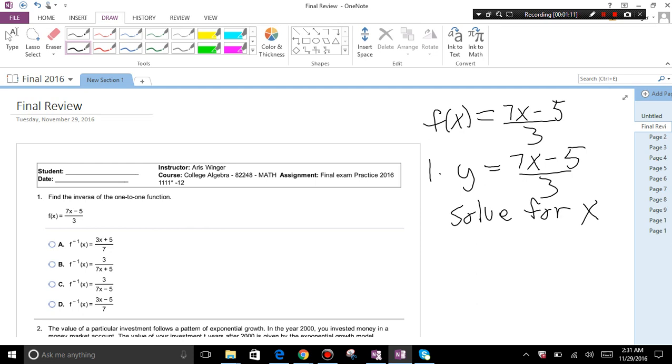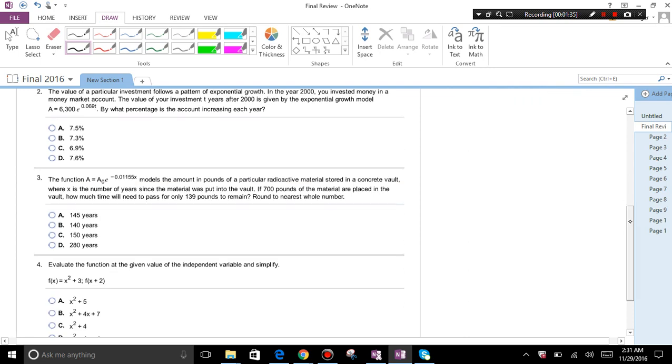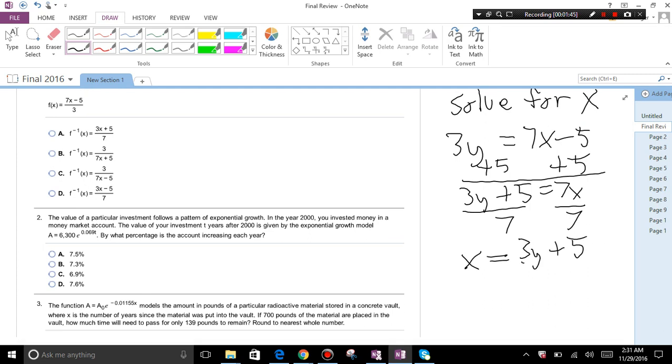When you solve for x, then that means you multiply both sides by 3. So you get 3y equals 7x minus 5. And then again, solving for x, you add 5 to both sides. You get 3y plus 5 is equal to 7x. And then you divide both sides by 7. You're solving for x still, so x equals 3y plus 5 over 7.